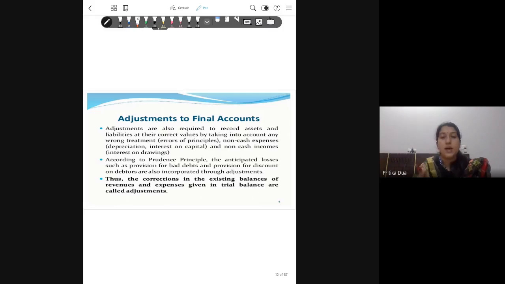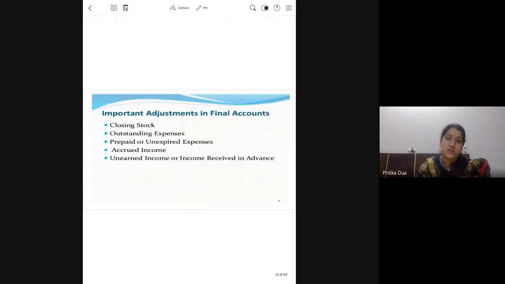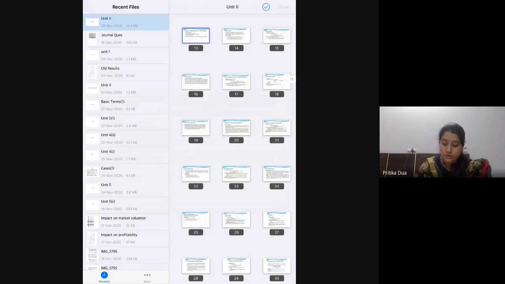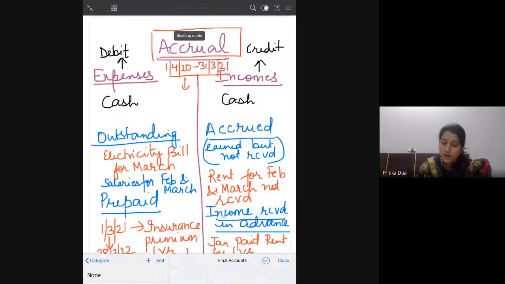तो आपका क्वेश्चन जो होता है उसमें ट्रायल बैलेंस दिया होता है, उसके बाद अगर कुछ एडिशनल इंफॉर्मेशन दी हुई है, that is an adjustment and that needs to be rectified so as to ensure that we are making all the corrections. So in the last point you see the correction in the existing balances of revenues and expenses is known as adjustment. This is given as additional information in the question. So we will have a number of adjustments which we will be doing. I'll take up a very small adjustment right now, which is of closing stock. I have already explained that to you. So I'll just show you the question. कैसे आपको क्लोजिंग स्टॉक दिया होता है क्वेश्चन में और उसकी ट्रीटमेंट क्या होती है.